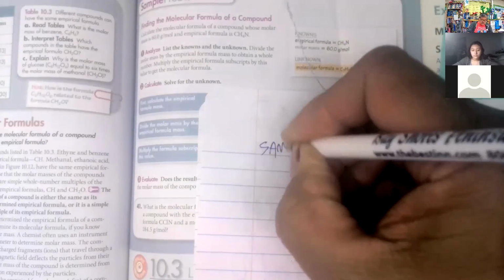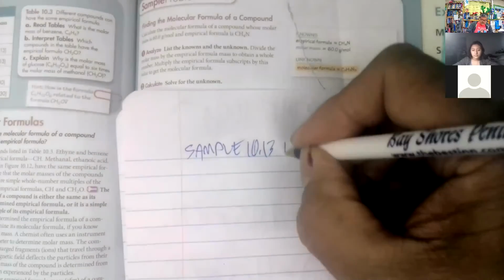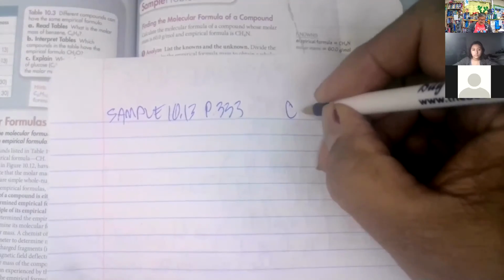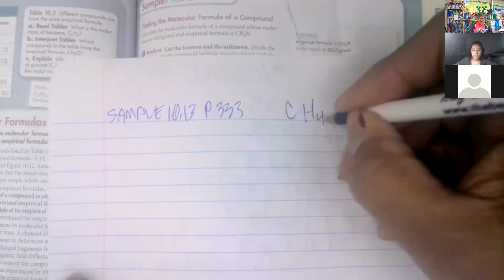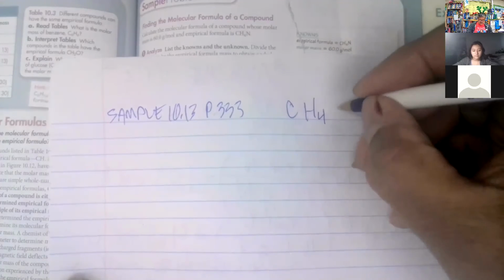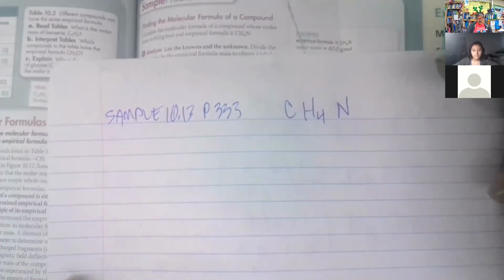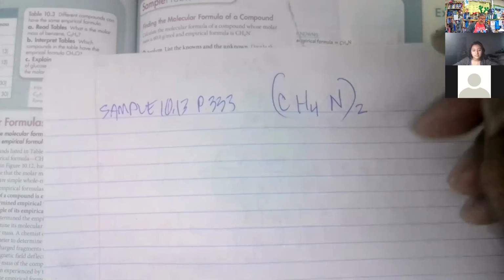sometimes you write it like this. This is sample 10.13 on page 333. Now the empirical number tells you that for every mole of carbon, for every atom of carbon, if you want to look at it that way, there's going to be 4 atoms of hydrogen. And for every atom of carbon, you're going to have 1 nitrogen. But you can take this whole thing and multiply that times 2.